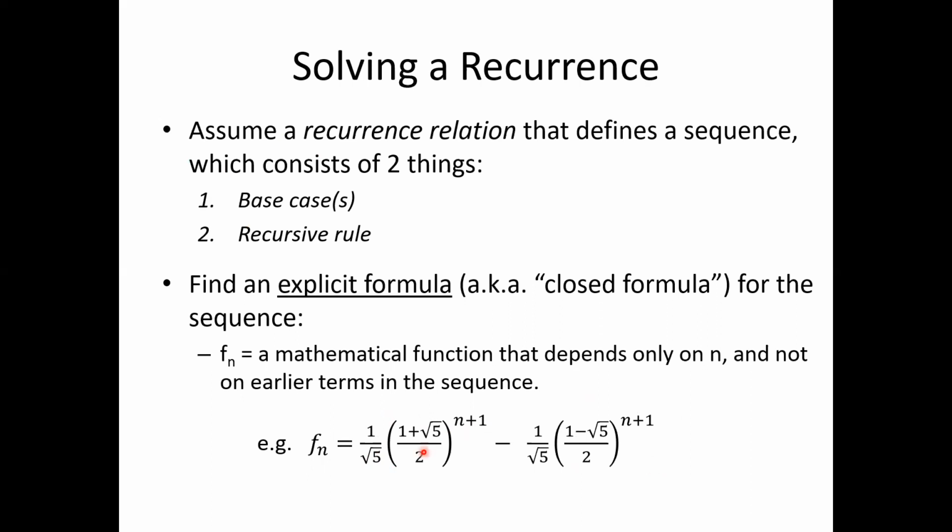By the way, the Fibonacci sequence has only integers. Here, you see non-integer terms, but yet for every integer value n, these terms simplify, and the result of this expression is always an integer.